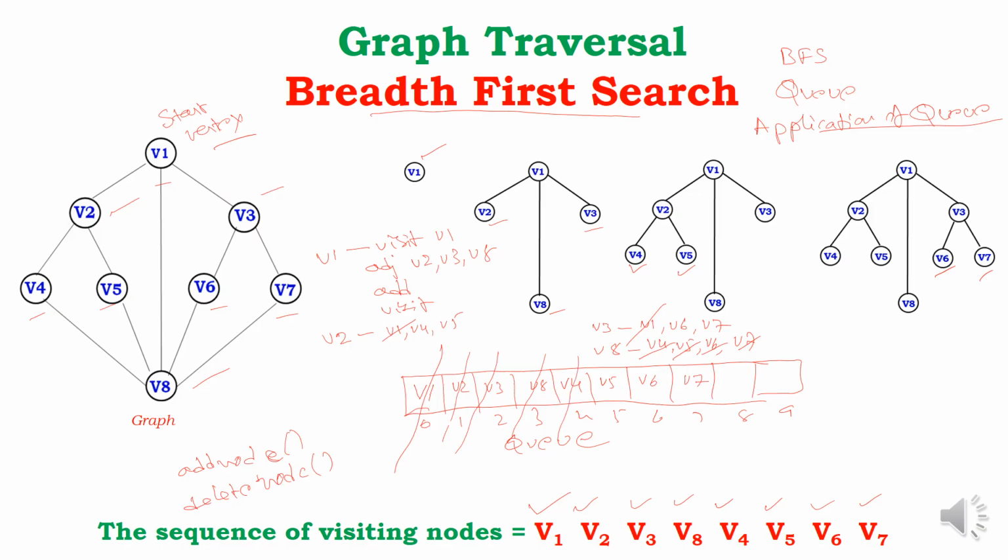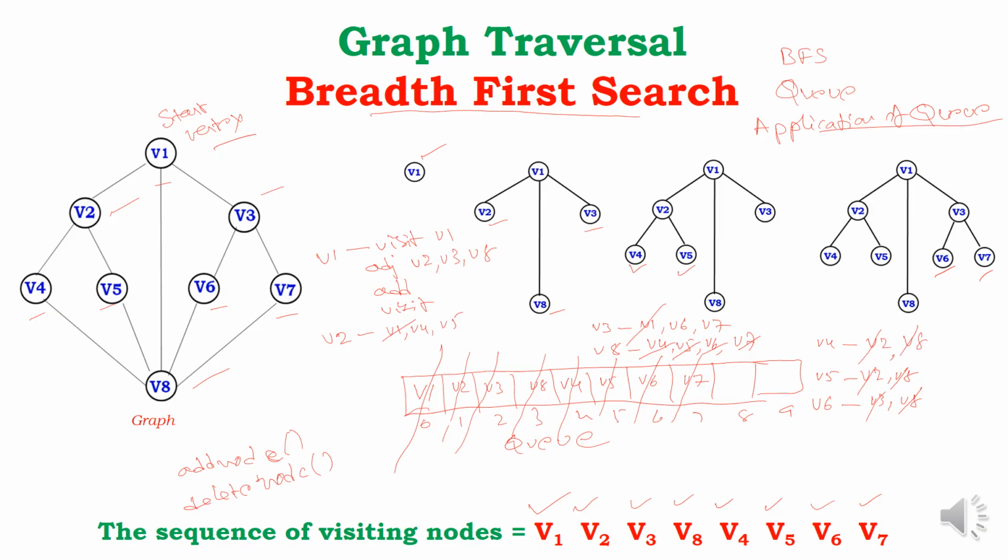Then delete one more node, V4. V4 is deleted. Find adjacent vertices V2, V8. Are they unvisited? No, they are already visited. So delete one more node, V5. V5 is deleted. Find adjacent vertices V2, V8. Are they unvisited? No, they are visited. Then delete one more node, V6. Find adjacent vertices V8, V3. Are they unvisited? No, they are visited.